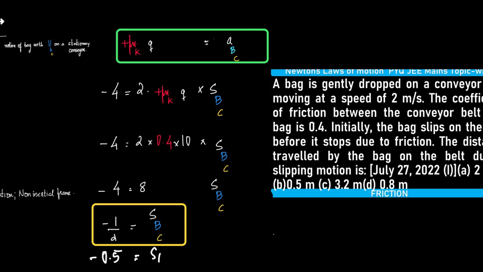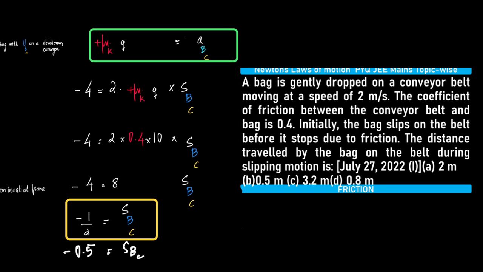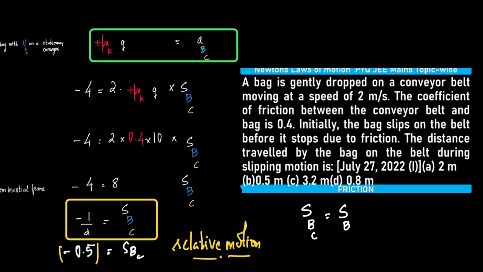Okay, so this is the displacement of the bag with respect to the conveyor. So why do we have the negative symbol here? We have the negative symbol here because this is the relative motion. Let me just write it down here. So the displacement of the bag with respect to the conveyor is equal to the displacement of the bag minus the displacement of the conveyor, which is equal to negative 0.5 meter, right?